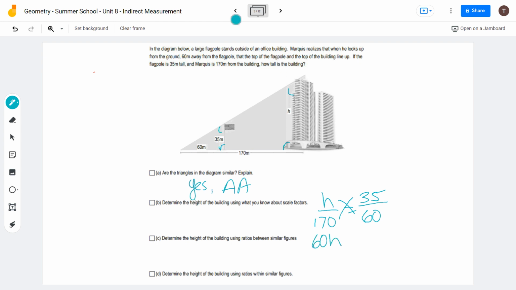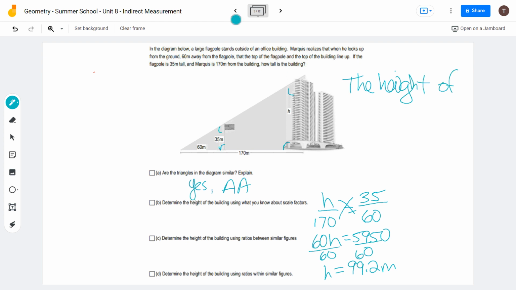I would get 60h equals 35 times 170, 5,950. I would divide by 60, and I would get h equals 99.2, and it was in meters. So it's a word problem, so I should say the height of the building is 99.2 meters. And I would be done.